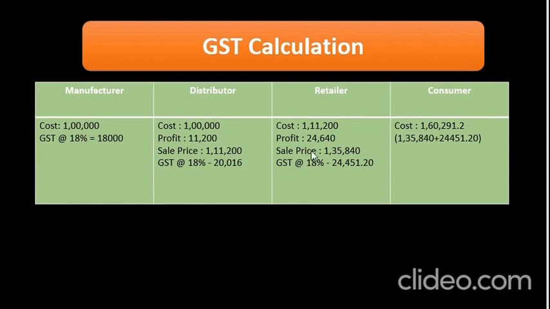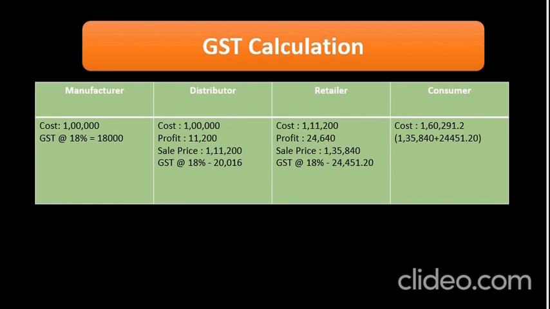Then when the distributor is distributing to the retailer, the cost price at which the retailer will be buying it is 1,11,200. Obviously this GST will also be paid by the retailer, and when it comes to the retailer, he will add up the profit of 24,640, and on the total of it he will charge GST at 18%, which is 24,451. When you look at the difference here, only the cost and profit are taken into consideration, where the tax is not added here to again charge GST by the retailer.